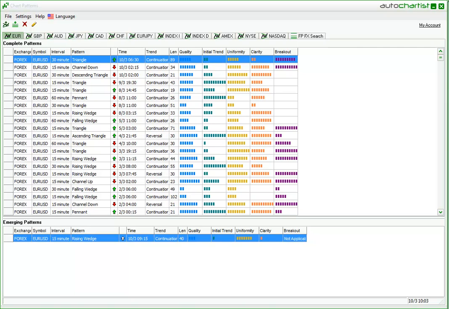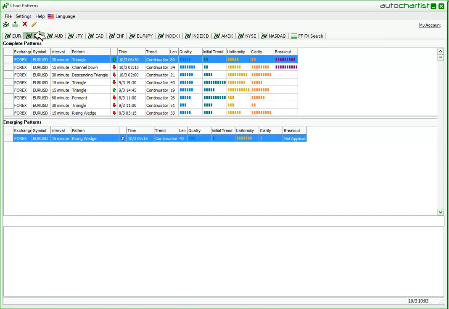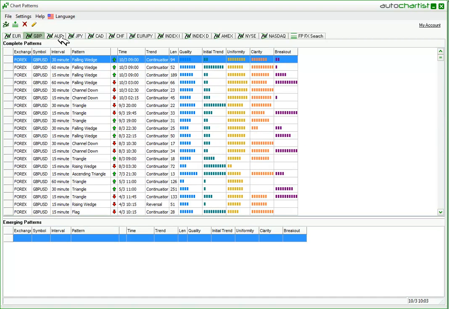Notice that the AutoChartist platform is divided into two halves, the complete pattern half and the emerging pattern half. Now, since we are looking for alerts to set up, potential chart pattern trades, our focus will be on the lower half, this emerging patterns half of the platform.